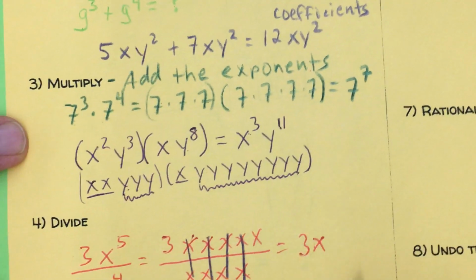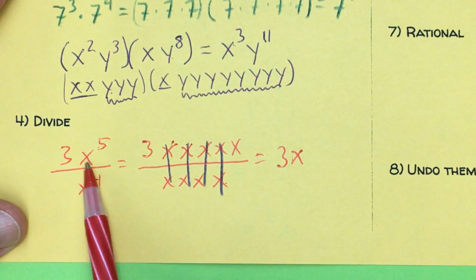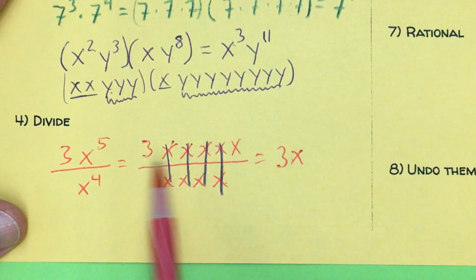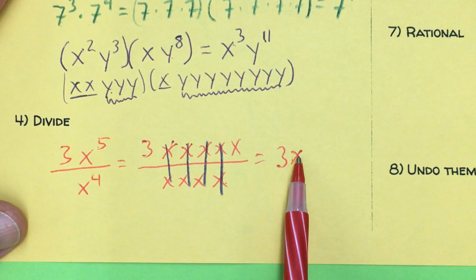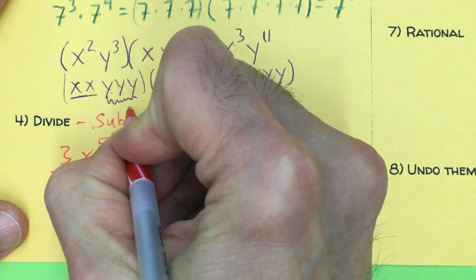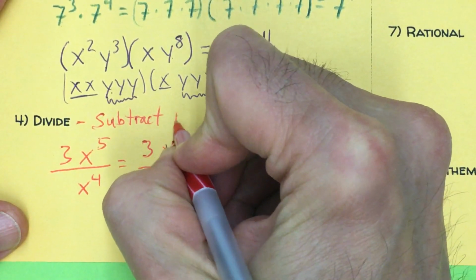Okay, what did I basically do here? I took these 5 x's and these 4 x's and wound up with 1. There were more on top than on bottom. How many more? 1 more. So we're going to subtract the exponents.